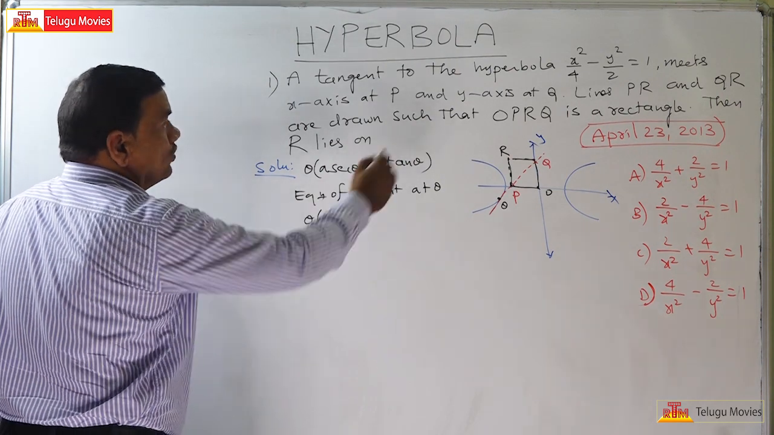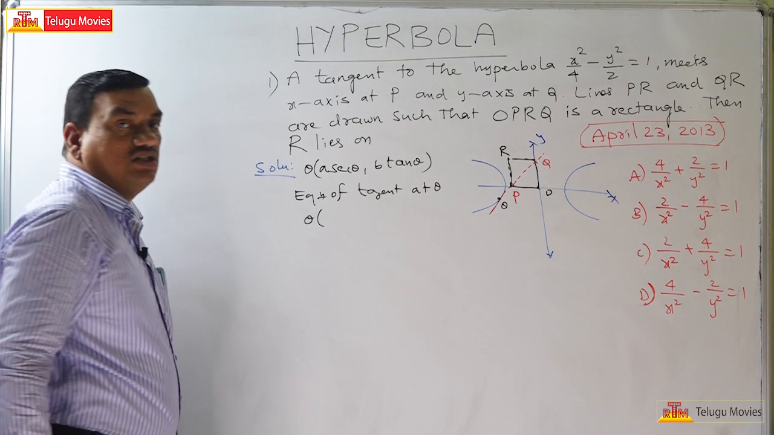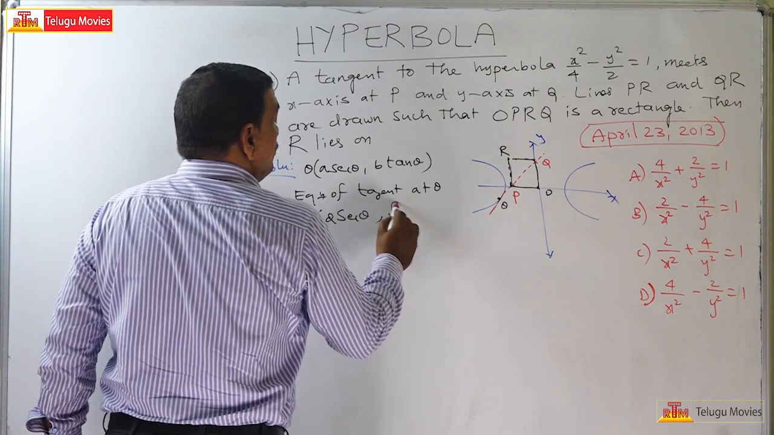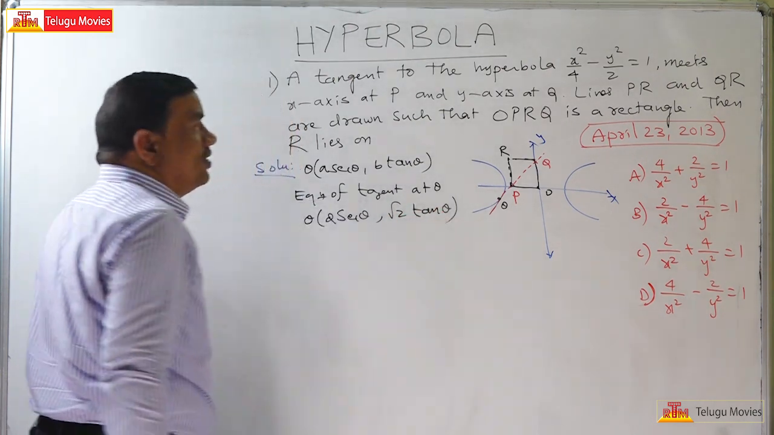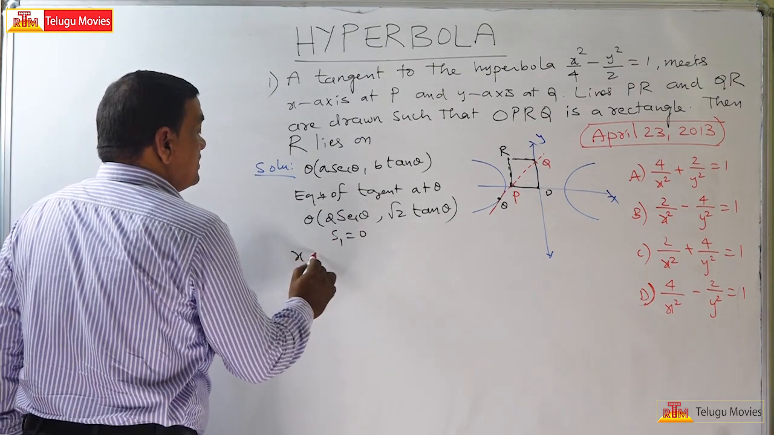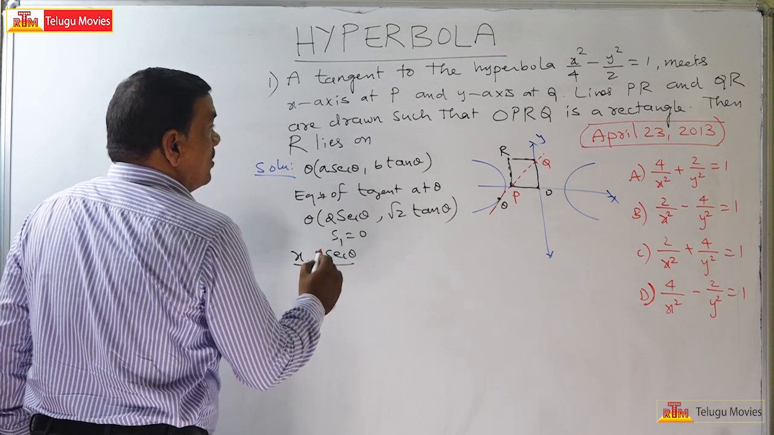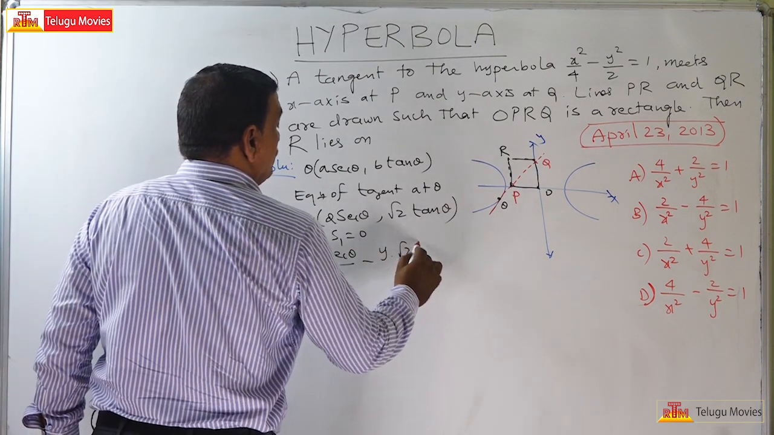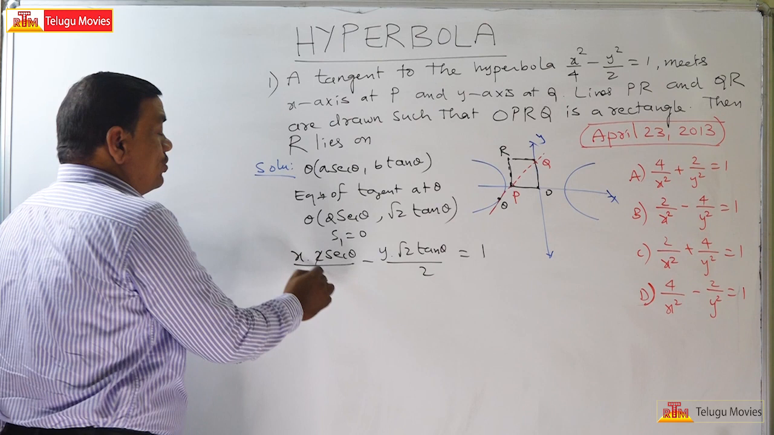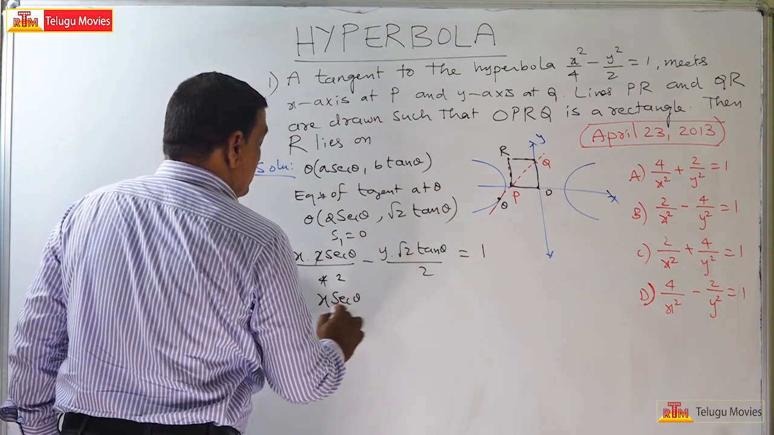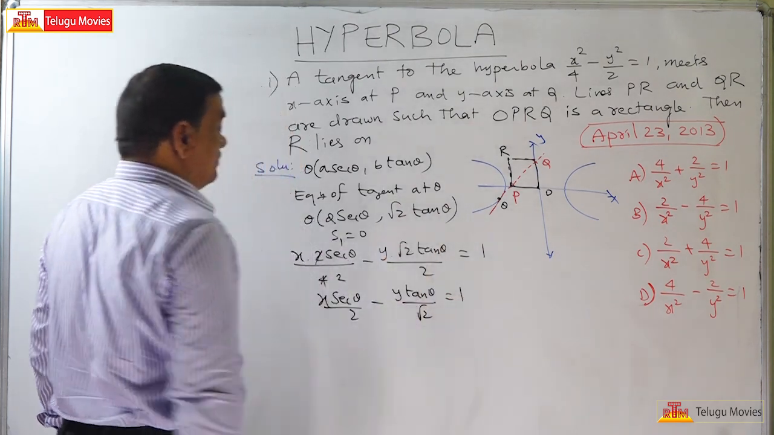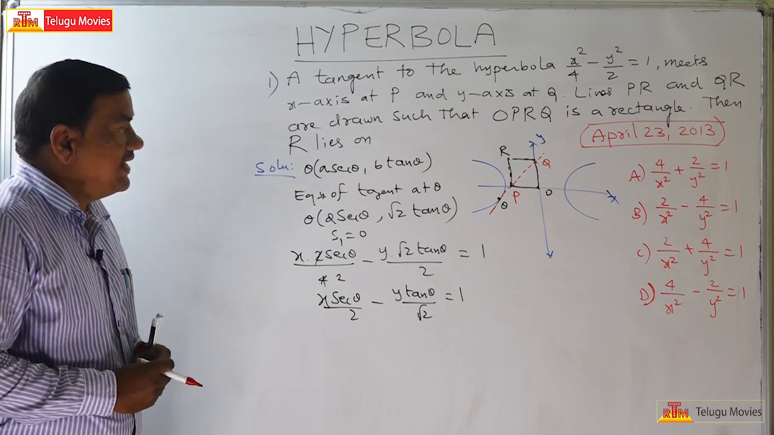Here a square is equal to 4, therefore a is 2 secant theta, and b is root 2 tan theta. Now what is the equation of the tangent? That is S1 is equal to 0. x times x1 by 4 minus y times y1, with y1 being root 2 tan theta, by 2 is equal to 1. So this is x secant theta by 2 minus y tan theta by root 2 is equal to 1. This is the equation of the tangent.